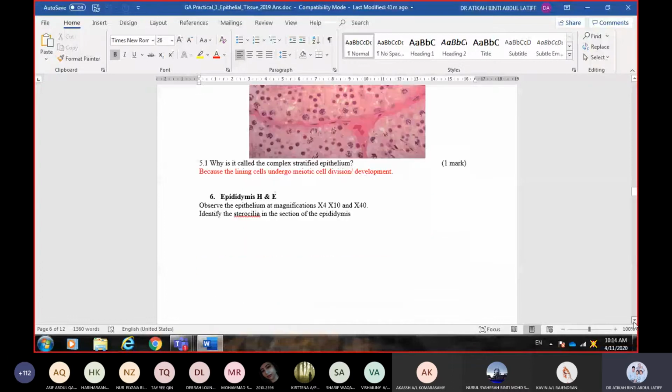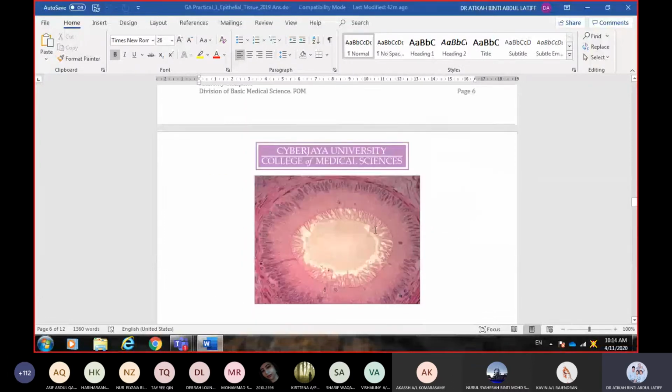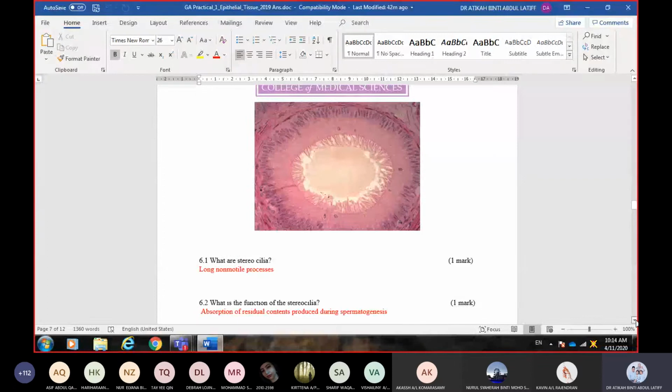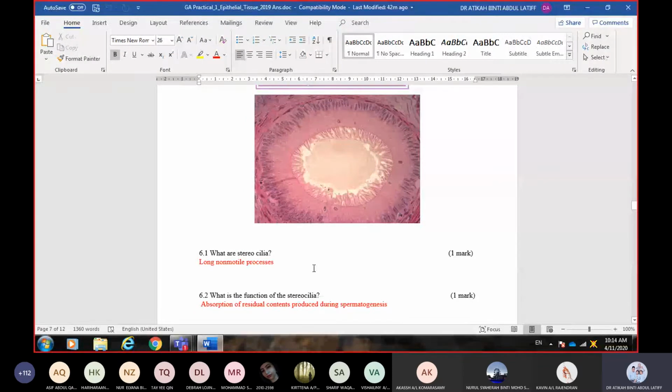Okay, next is the epididymis. So this is the stereocilia. You can see this is mature sperm which will be absorbed by the cilia. They are long non-motile processes. The function of stereocilia is for absorption of residual contents produced during spermatogenesis. So cilia is for movement, stereocilia is non-motile and is for absorption.